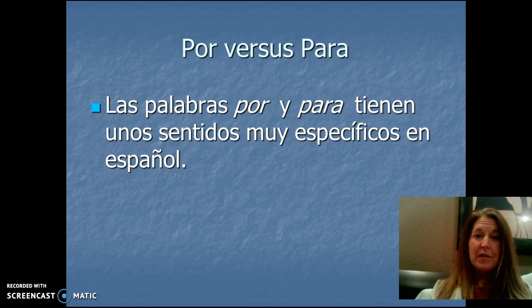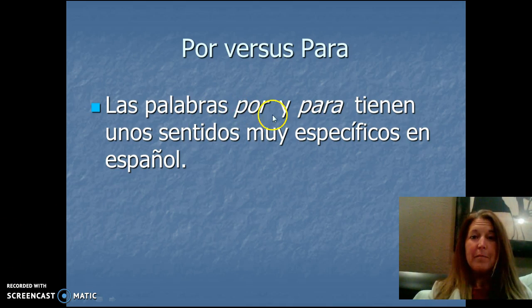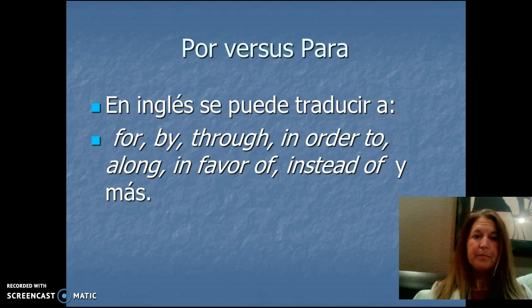Las palabras por y para tienen unos sentidos muy específicos en español. So yeah, they both mean for, but they have specific meanings in Spanish. En inglés se puede traducir a for, by, through, in order to, along, in favor of, instead of. So the words por and para can have all these meanings.